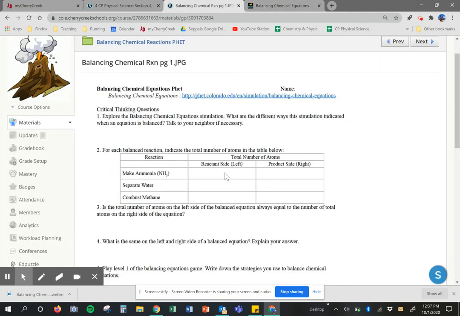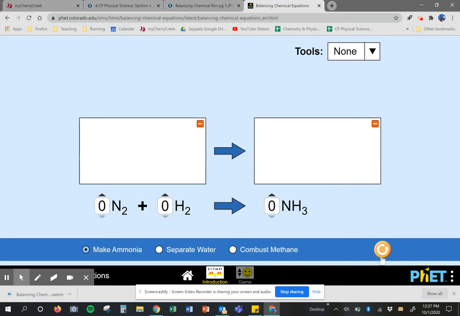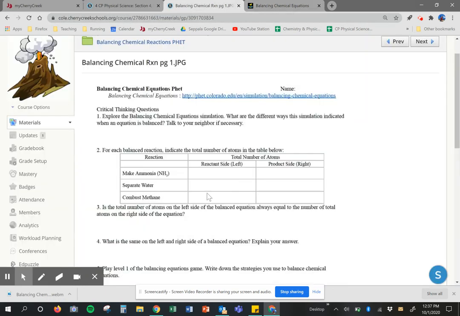Now what I need you to do is I'm going to hit pause. You need to count the total number of atoms on the reactant side and on the product side and fill that in. How many total atoms are on this side and how many total atoms are on this side? Pause. And we're back. I'll reset this out. And we're moving on to number 2. All right?